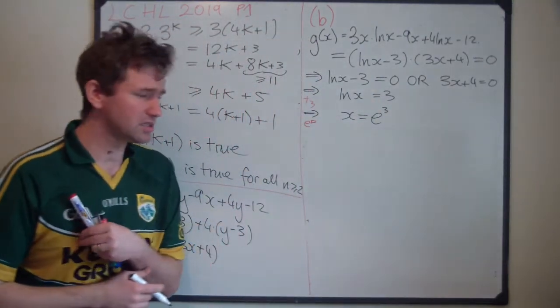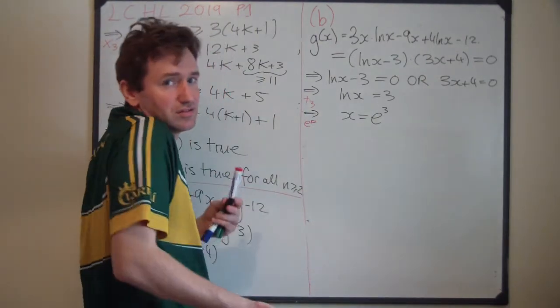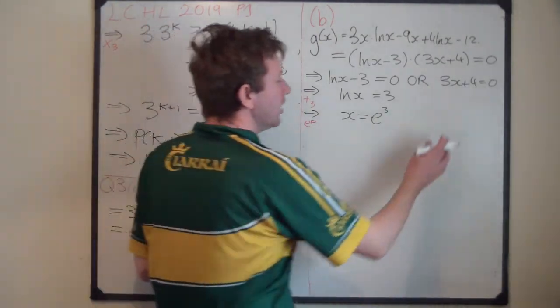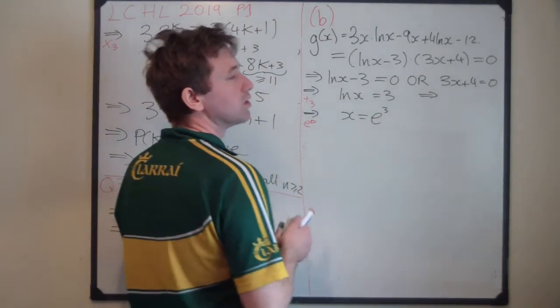Perfectly good answer. It's not asking me to give decimal places or anything, so I'm just going to leave it like that. It's a perfectly good number. If you want to round it, you can. And then here, I want to get x on its own, so work from the outside like an onion.